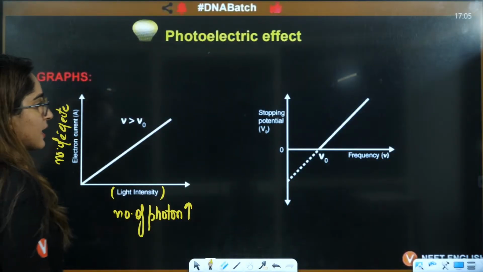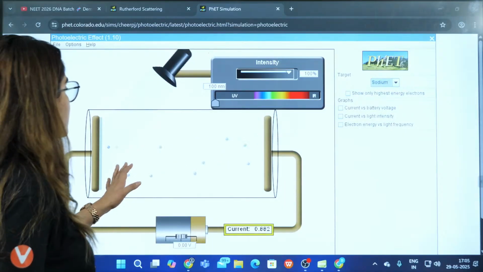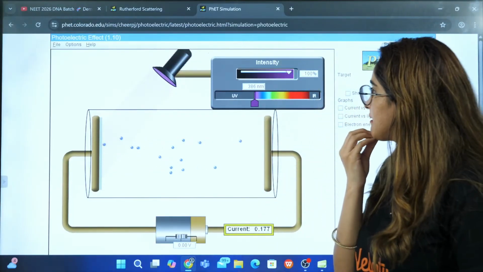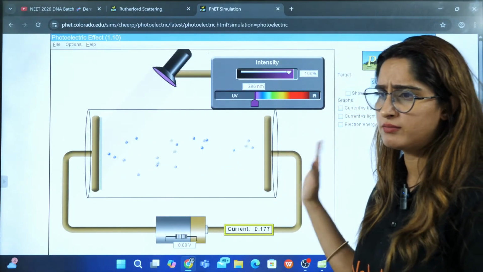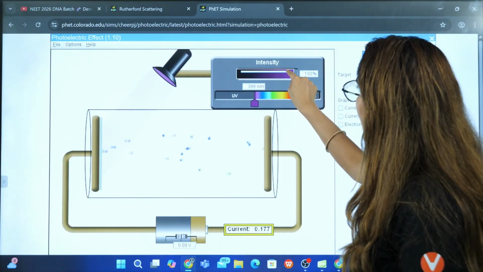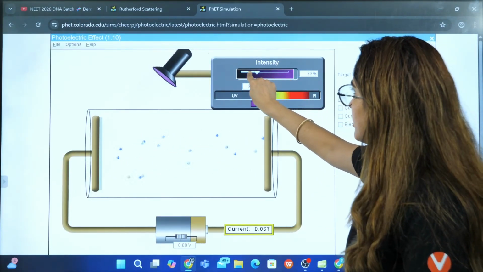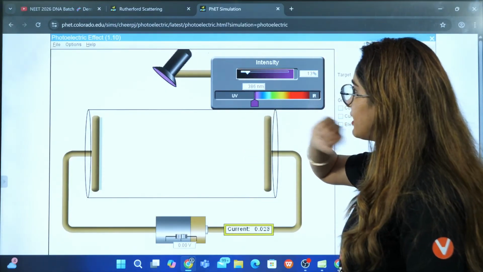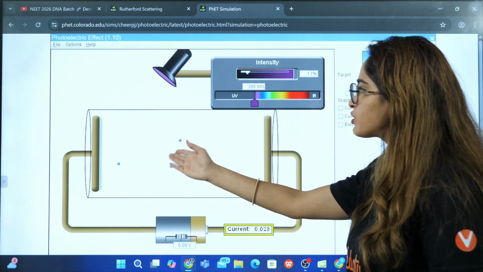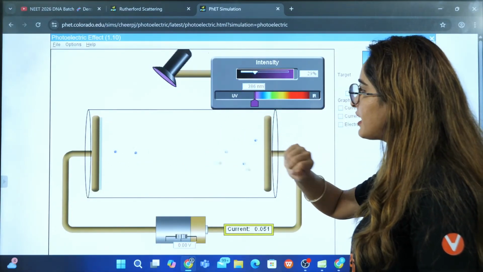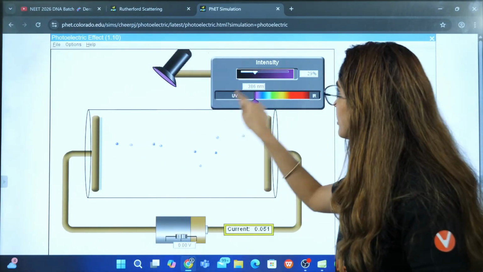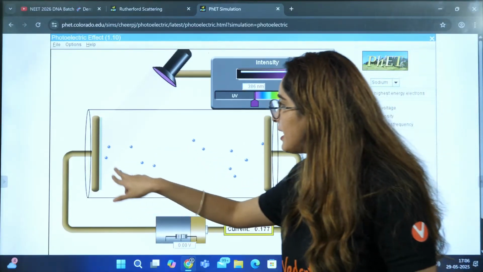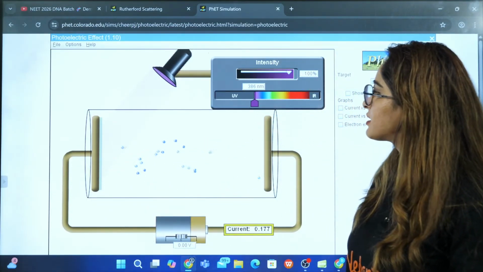Let's see how. I have fixed this to violet color. Now I'm going to decrease the intensity. Intensity will be 0. There is no current here. As I increase the intensity a little bit, 3, 4, 5 electrons are being ejected. I increase more intensity, more electrons are being ejected. I make it 100, more electrons are being ejected at this point, right?